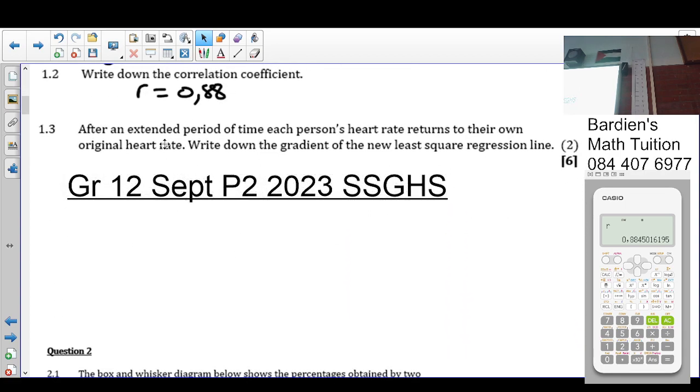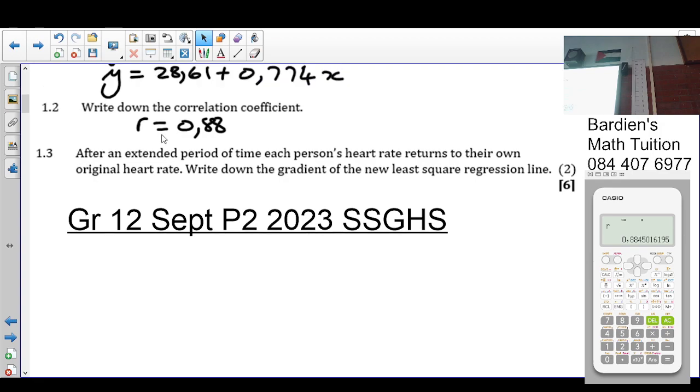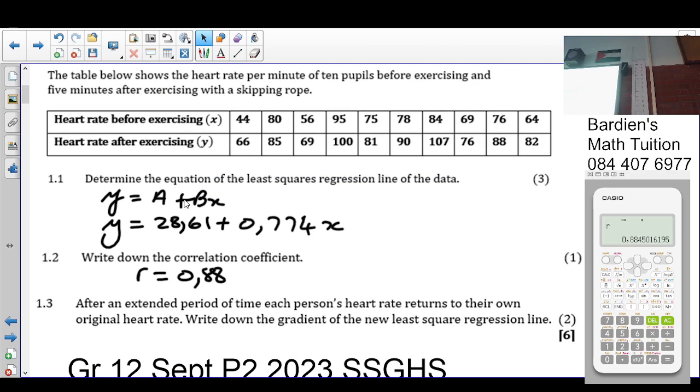So the next question says, after an extended period of time, each person's heart rate returned to the original heart rate. What does that mean? That means to say whatever this value is here, that is the original heart rate, which is the x, then the y becomes the original heart rate again. If the first person is 44 and it returns to 44, and the next person is 80 and it returns to 80, 56 and it returns to 56, what do you notice? The x value and the y values are the same.